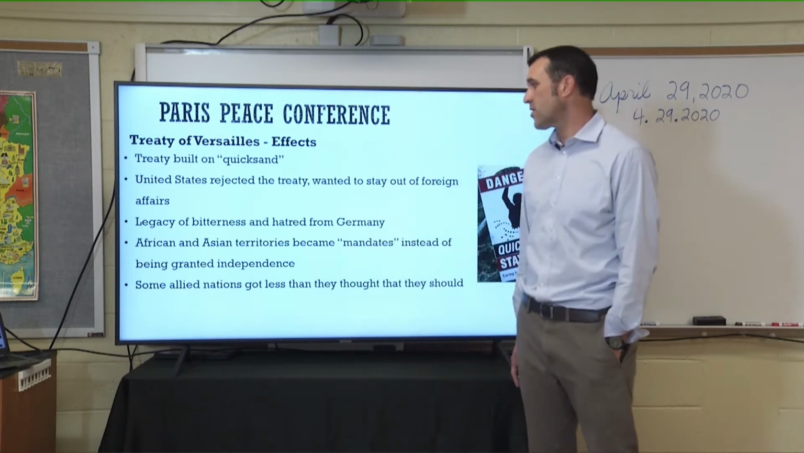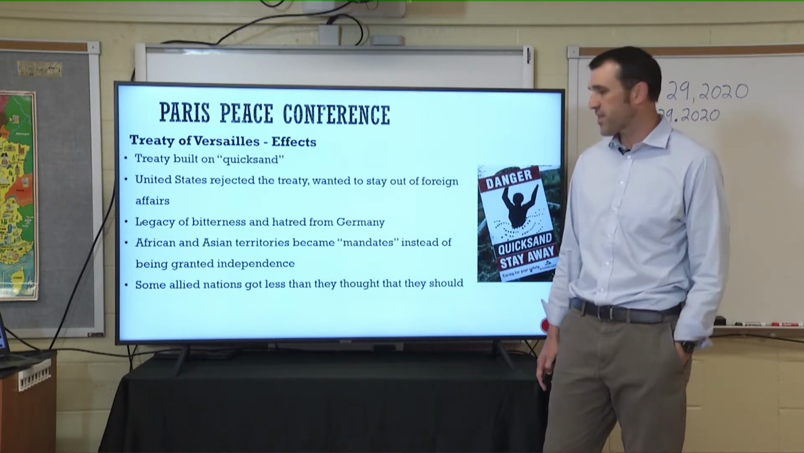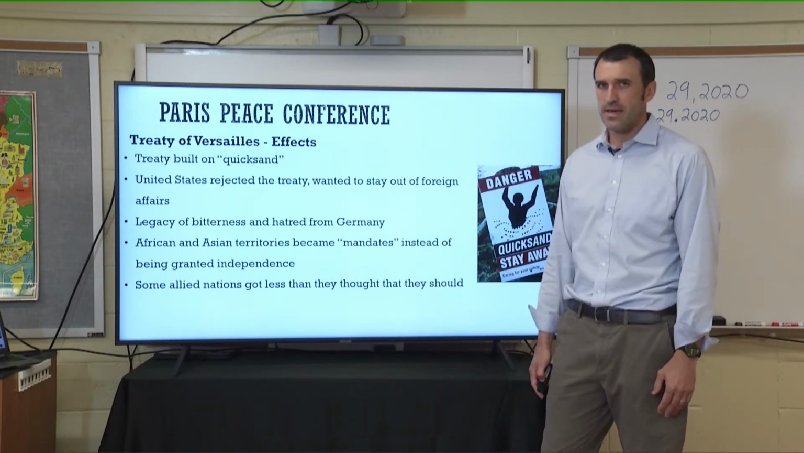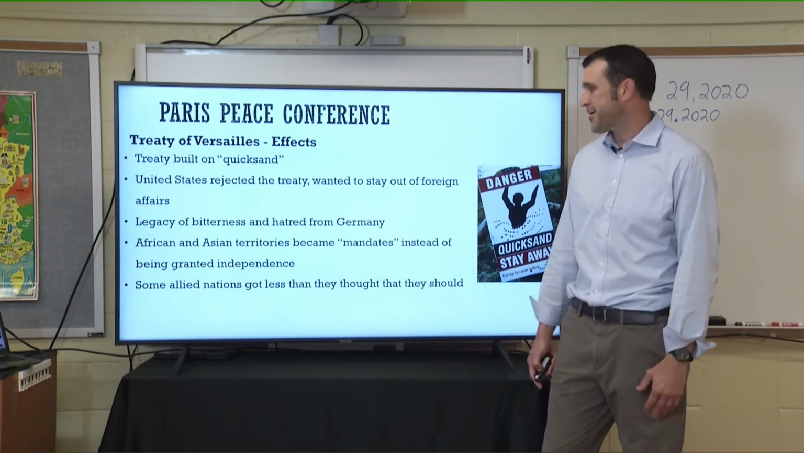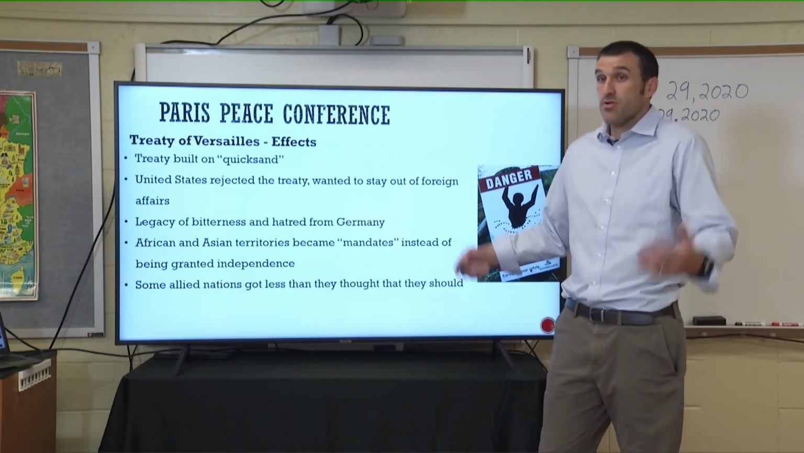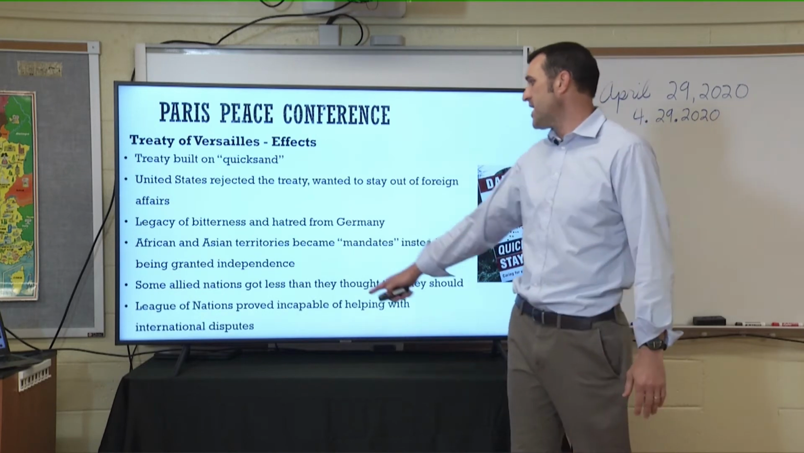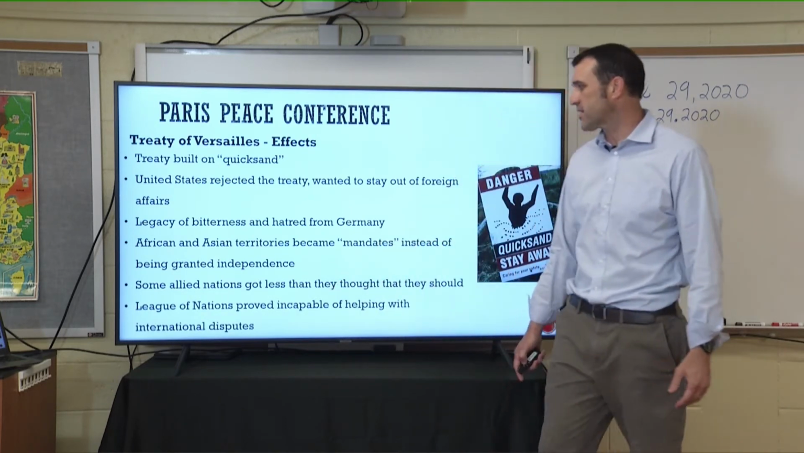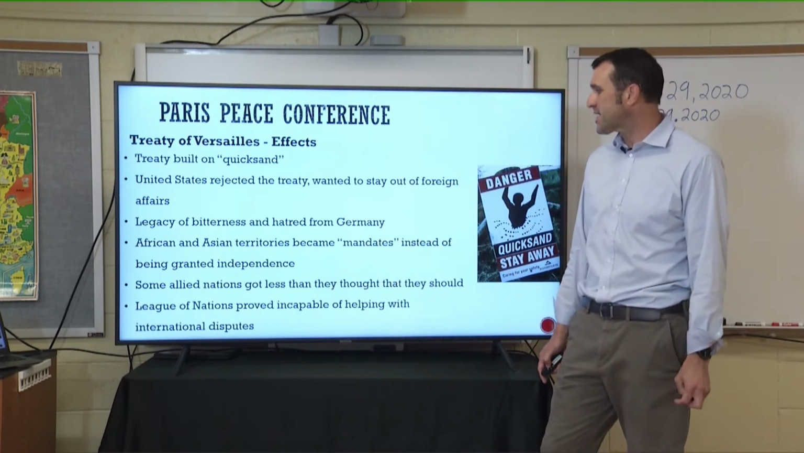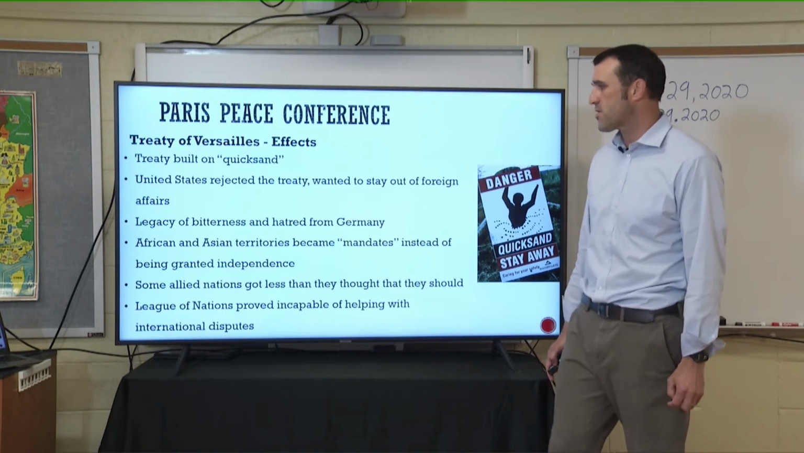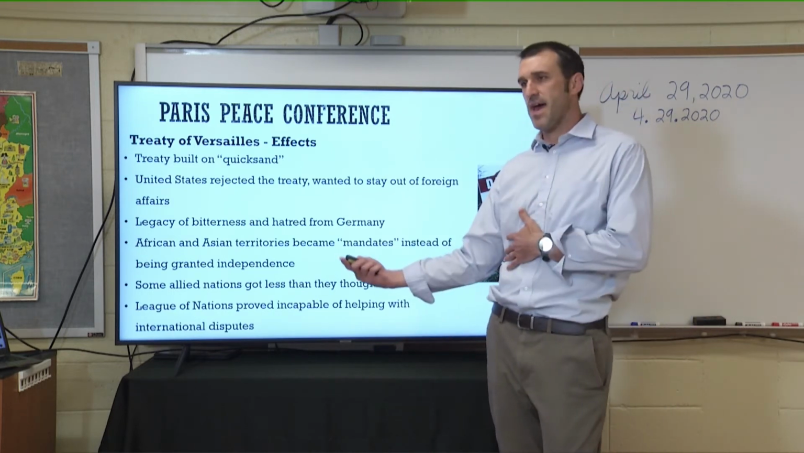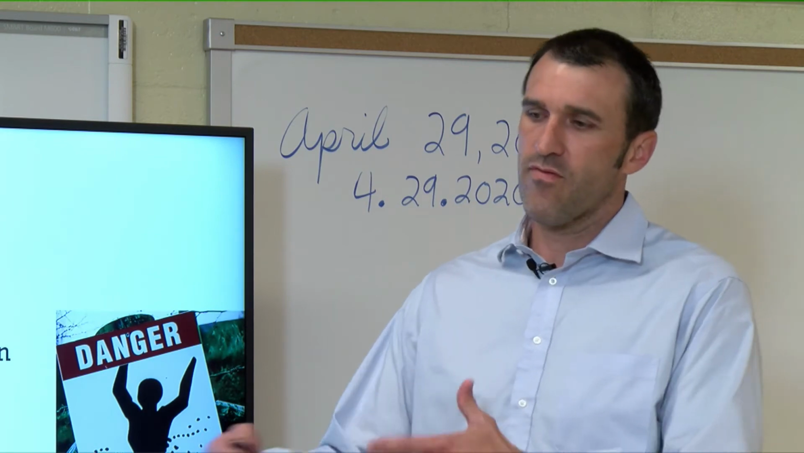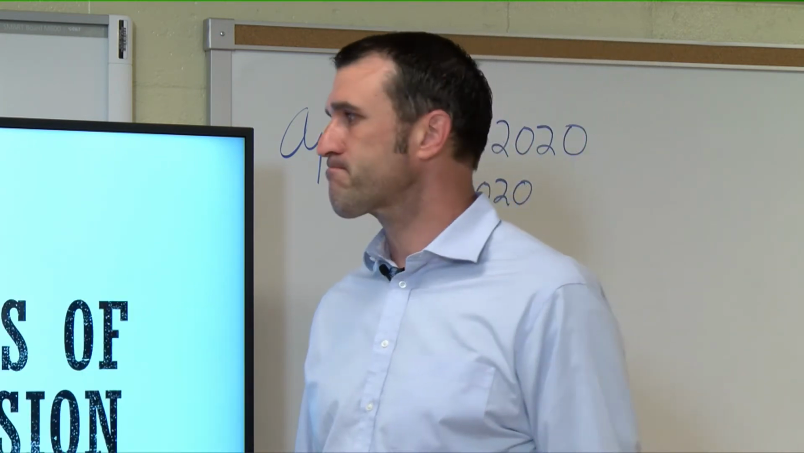And then some allied nations got less than they thought that they should, particularly Italy and Japan, who fought. They got less out of this whole treaty than they felt like they deserved. And then, as we'll see later, the League of Nations proved incapable of helping with international disputes. And we'll see that on the forefront of World War II.